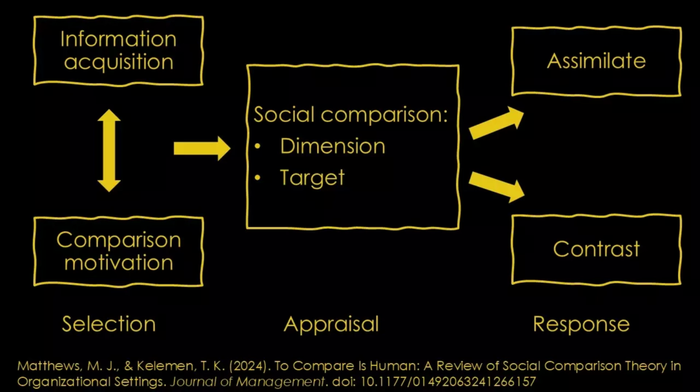This model represents a linear progression through three phases, but it is important to recognize that in practice, social comparison can be a dynamic and iterative process. The simplicity and flexibility of this model allows it to be applied across different levels of analysis, from individuals to entire organizations, and to different types of comparisons. This versatility makes it a valuable tool for understanding and researching social comparison processes in diverse organizational contexts.